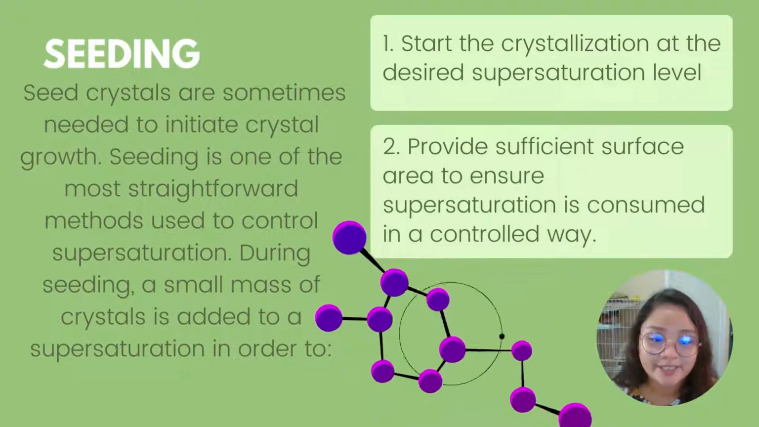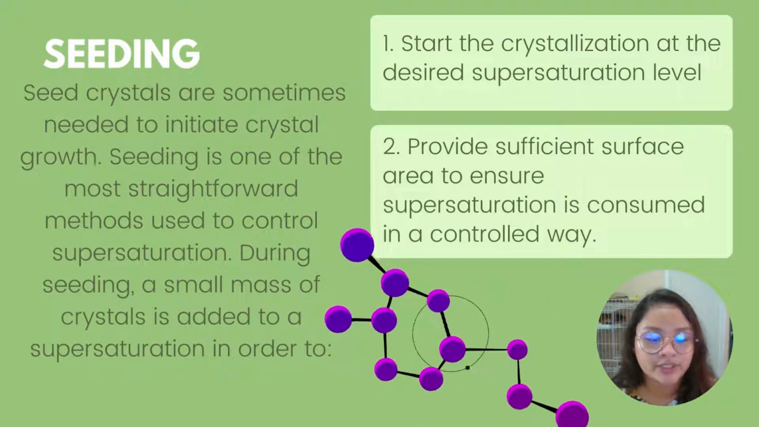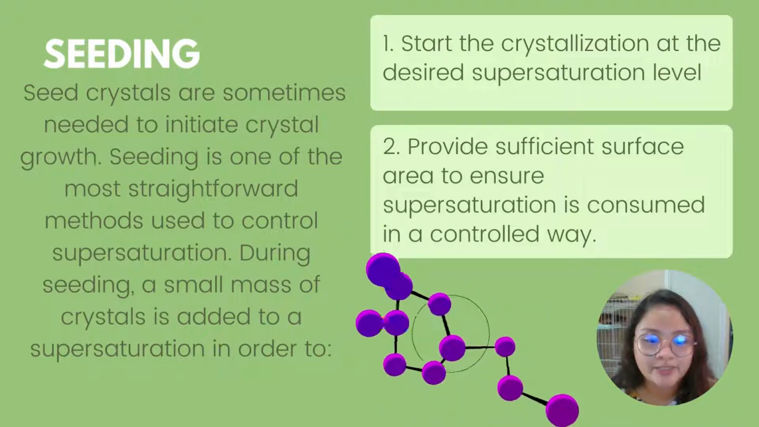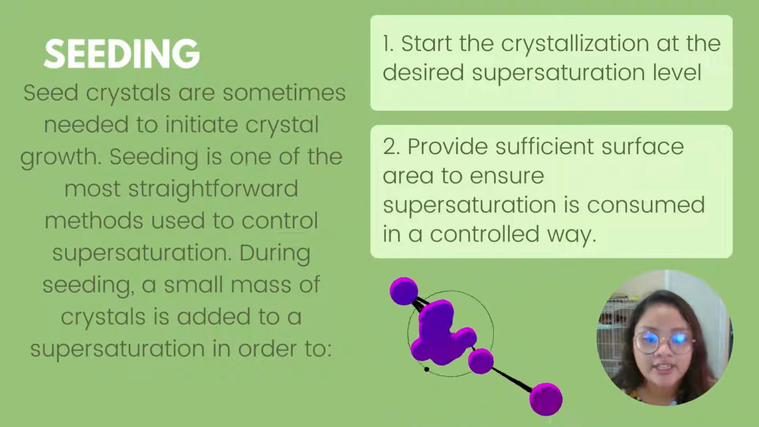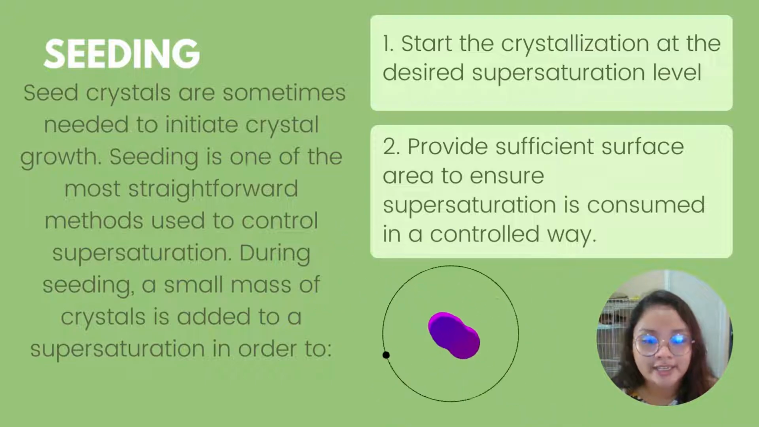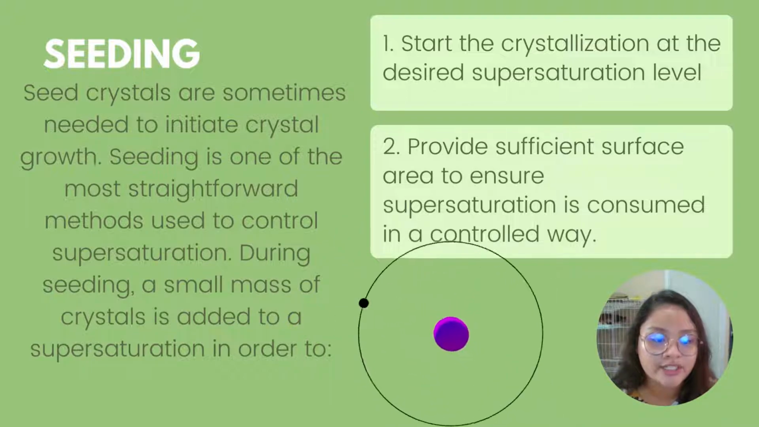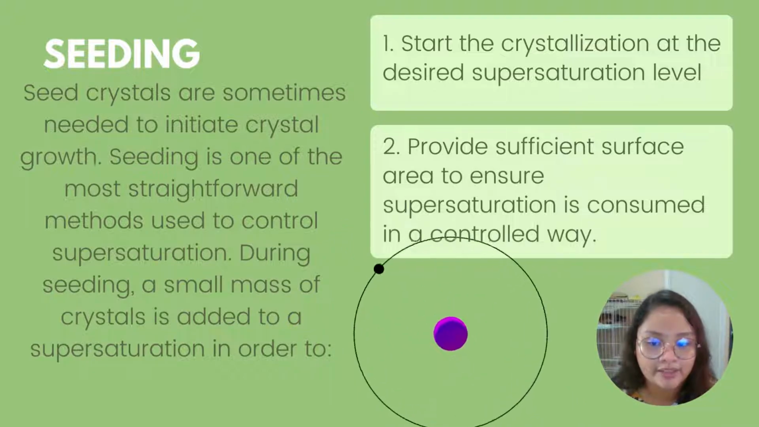Seeding. Seed crystals are sometimes needed to initiate crystal growth. Seeding is one of the most straightforward methods used to control supersaturation. During seeding, a small mass of crystals is added to a supersaturated solution in order to, first, start the crystallization at the desired supersaturation level, and second, provide sufficient surface area to ensure supersaturation is consumed in a controlled way.